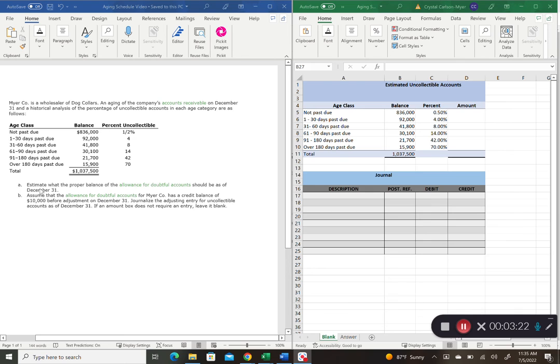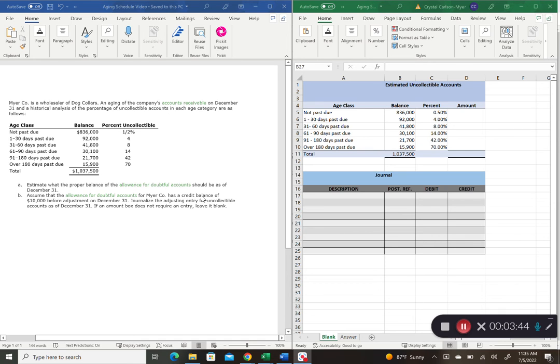In part A, they want us to estimate the proper balance of the allowance for doubtful accounts, what it should be as of December 31st. And then in part B, assume that the allowance for doubtful accounts for Meyer Company already has a credit balance of $10,000 before adjustment. If you remember right, the allowance for doubtful accounts is a contra asset account.